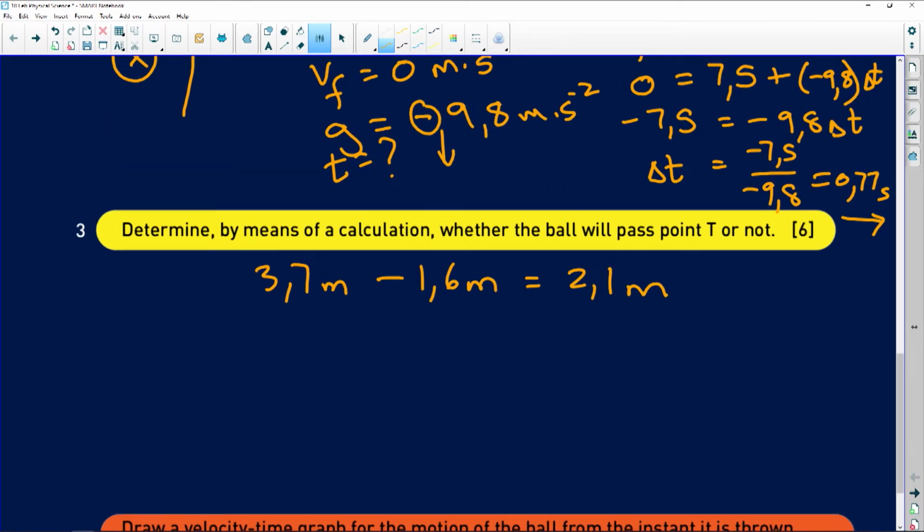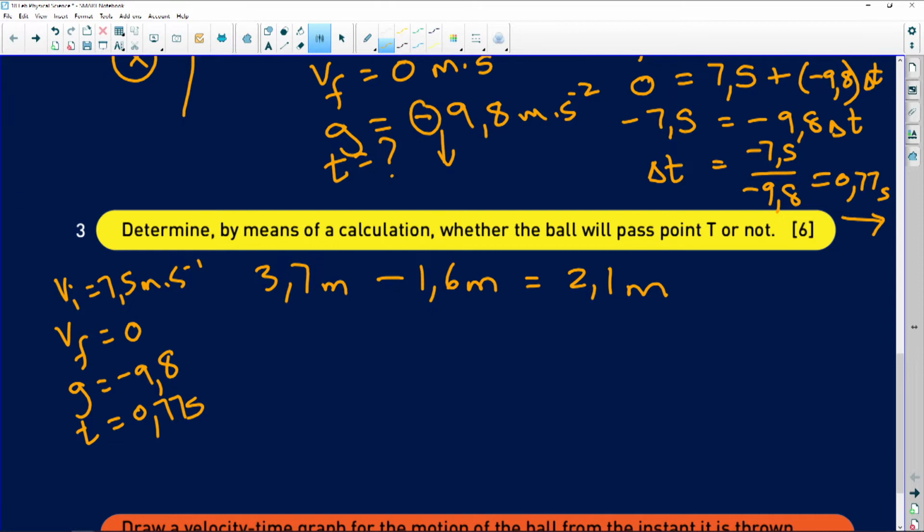All right, so we want to see how high that ball is going to move. Once again, we go to our information sheet. So what information do I have? First of all, V initial was 7,5 meters per second. V final was 0, it stopped. G we know is minus 9,8. And now we know the time that it took to reach the maximum is T is equal to 0,77 seconds. Okay, so let us have a look at our information sheet.